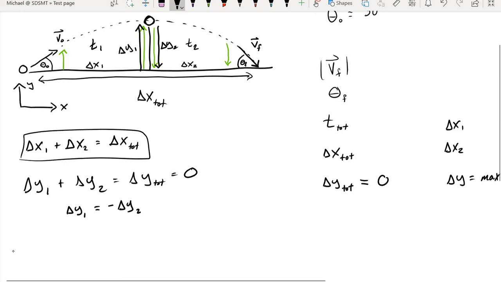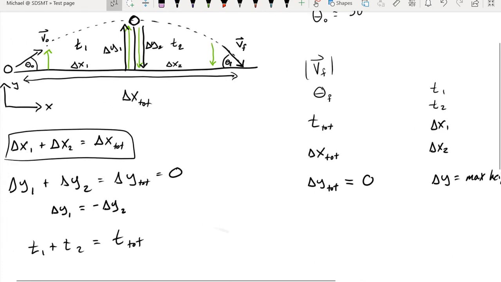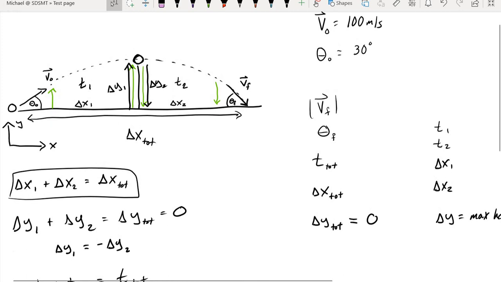Just like the displacement expression, the combination of the times will have to add together to equal the total time of flight. And so that means we can take our total time of flight and break that up into T1 and T2. And let's see what else we can solve for. I would also like to know what is the magnitude of the velocity at the maximum height.